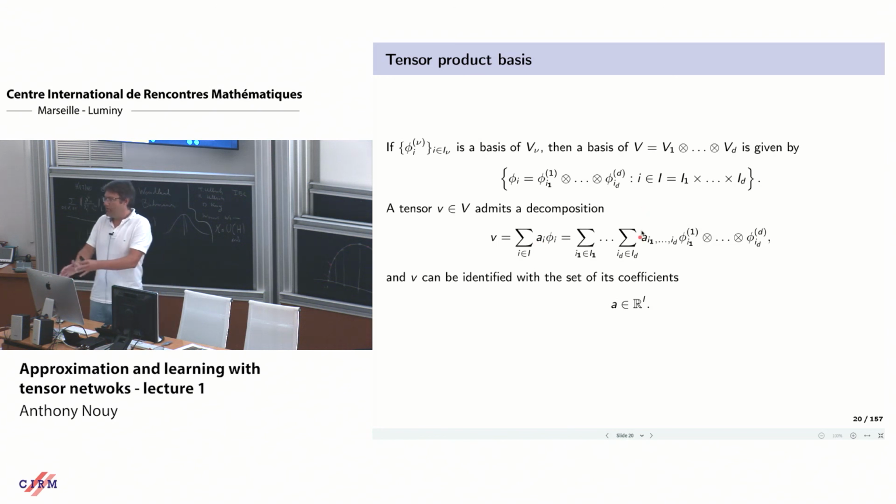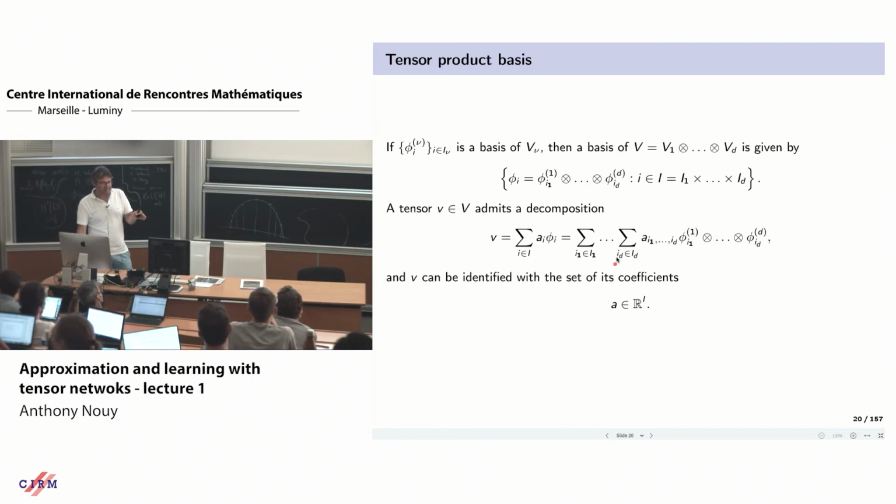Okay, so this is the counterpart of my first slide where I considered the vector space R^I, and I said that the multidimensional array is a representation of this tensor in a particular basis. So here it's the same, but it can be a much more general setting where you have spaces that admit some basis. So tensor v will be identified, once the basis is chosen, with the set of its coefficients, which is now again in the space R^I that I introduced before.